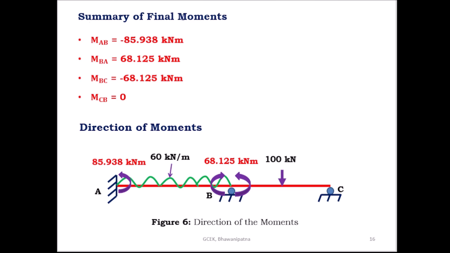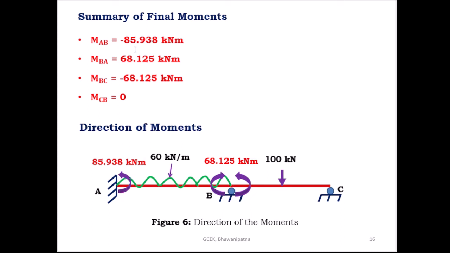So these are the summary of final moments. MAB is equal to minus 85.938 kilonewton meter. MBA is equal to 68.125 kilonewton meter. MBC is equal to minus 68.125 kilonewton meter and MCB is equal to 0. Then give the direction of the moments.